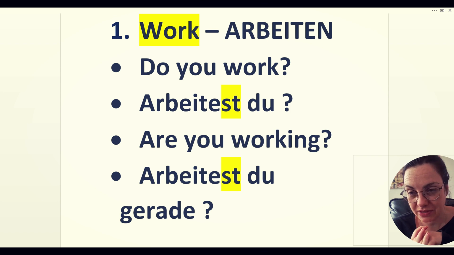No auxiliary verbs in present tense. In German, we start the question, yes and no question, simple question, with the verb, the main verb. We just have to pay attention to the form of the verb, so to conjugate. So in second person singular, it's arbeitest du. Arbeitest du gerade. Okay.